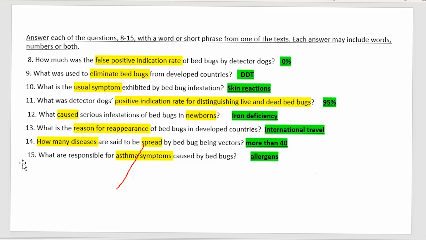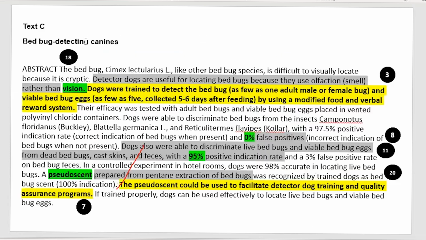Next, question number 11. What was detector dog's positive indication rate for distinguishing live and dead bed bugs? So again, it is a rate. So it can be a number, can be a percentage. Percent. Okay, it can be a percent. So we have to go to the text where we can find the answer. You can find the answer in text C.